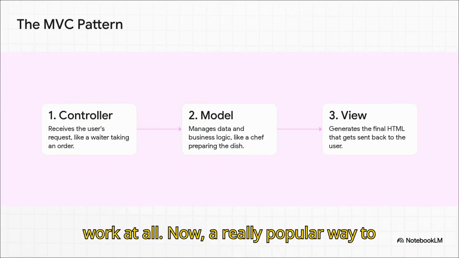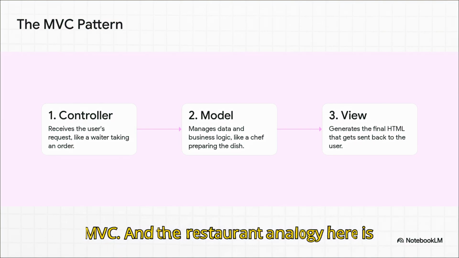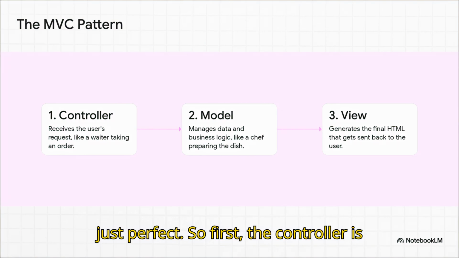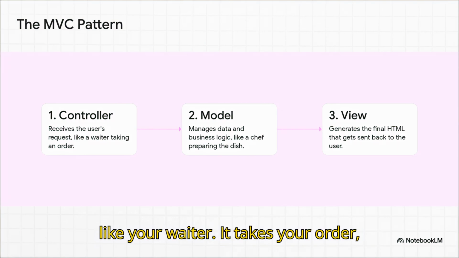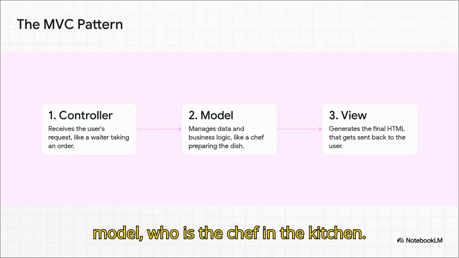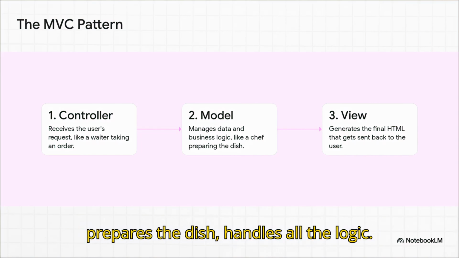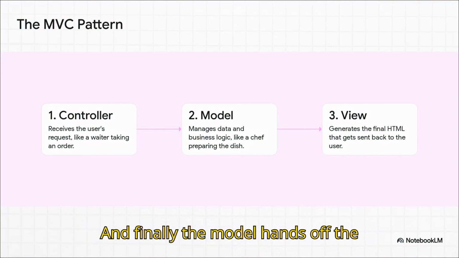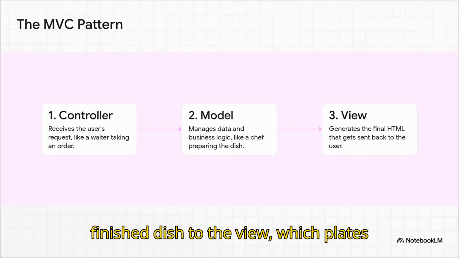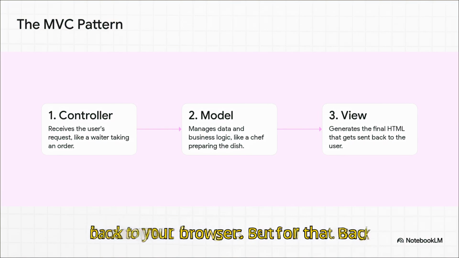Now, a really popular way to organize all this back-end work is a pattern called Model View Controller, or MVC, and the restaurant analogy here is just perfect. So first, the controller is like your waiter. It takes your order, your request, from the front end. The waiter then gives that order to the model, who is the chef in the kitchen. The chef, the model, gets the ingredients, prepares the dish, handles all the logic, and finally, the model hands off the finished dish to the view, which plates the food beautifully. It generates the final HTML that gets sent all the way back to your browser.